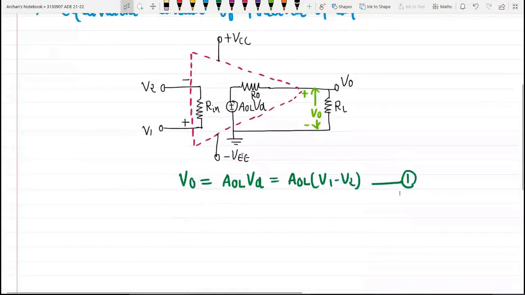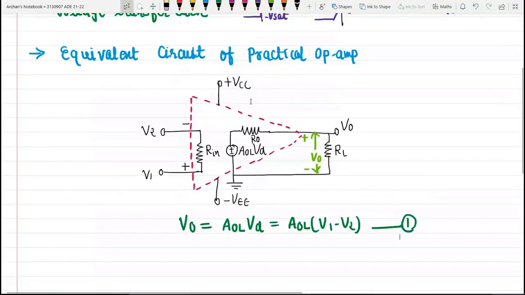While we are going through different linear and non-linear applications of operational amplifiers, we will try to perform the analysis based on this equivalent circuit only. So quite a simple equivalent circuit is there for the practical operational amplifier. You can see nothing else is there. We just need to consider the input resistance, the output resistance, and one voltage source AOL times VD. That is it. Other parameters are already known to us.